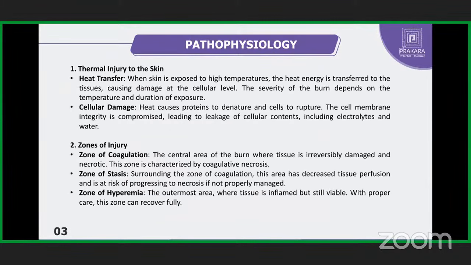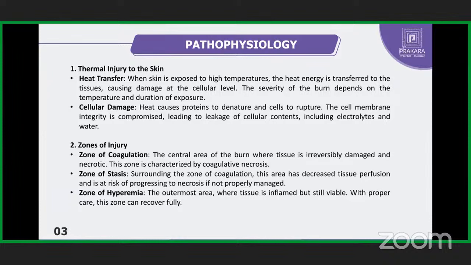Right. So, pathophysiology. Basically, what happens in burns is energy gets transferred. The energy which is there outside gets transferred to the skin and then the underlying structures. What happens due to that? There is heat transfer. When the skin is exposed to high temperature, the heat energy is transferred to the tissues, causing damage at the cellular level.